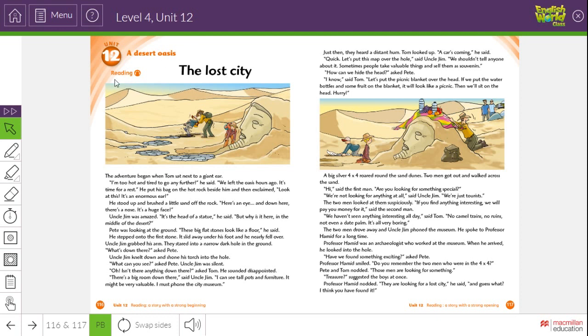Now our lesson is a reading lesson. It's called The Lost City. I think all of you know this word lost. Lost means not found. You cannot find it. Yeah, we are going to talk about an adventure story. Yeah, let's look at this picture.